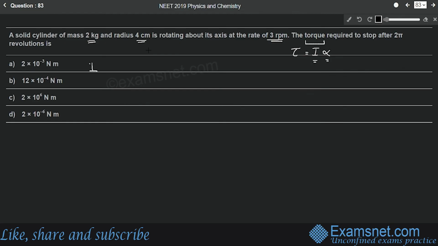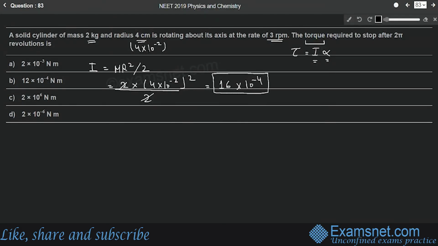Moment of inertia for a solid cylinder which is rotating about its axis is equal to mr square by 2. So mass is given as 2 kg into radius is 4 centimeter, which can be written as 4 into 10 to the power minus 2 meter. So 4 into 10 to the power minus 2, squared, divided by 2. The 2 cancels. What is left here? 4 square, that means 16, and then 10 to the power minus 4. So this is your moment of inertia.